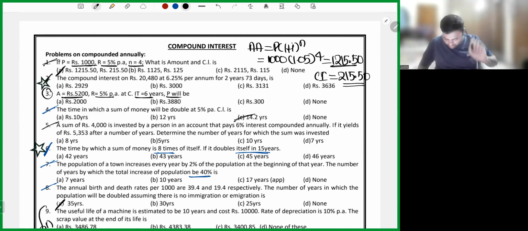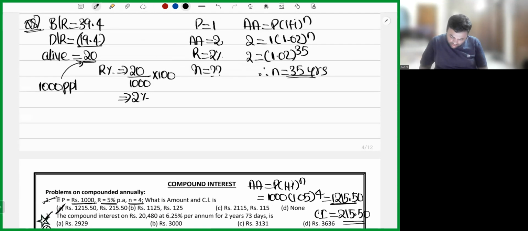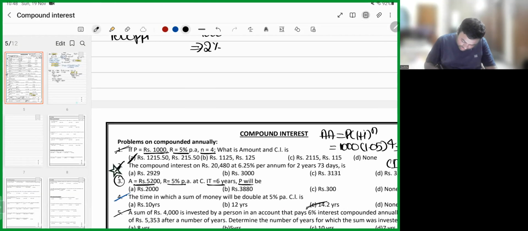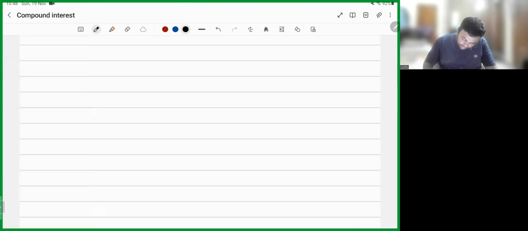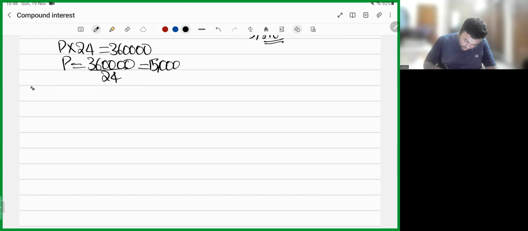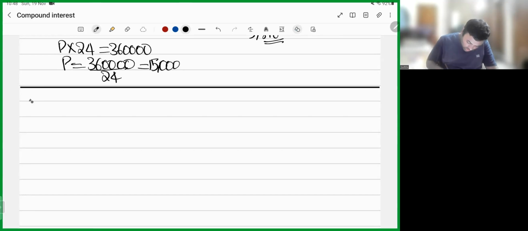Question number 2. The compound interest on 2480 at 6.25% per annum for 2 years and 73 days. What nonsense is this, 73 days is telling? Okay, let's do it. We'll complete compound interest. Our compounding times, effective rate of interest, all those things are still there. Let me do it here. This is your question number 2.